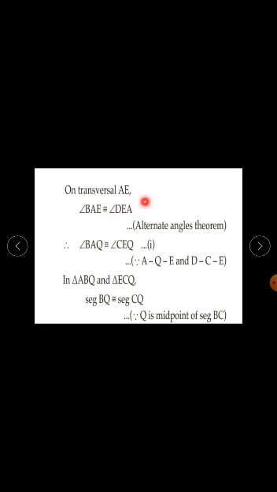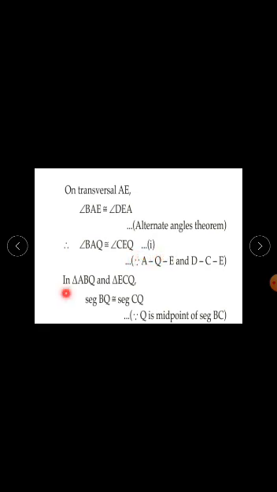So on transversal AE, angle BAE is congruent to angle DEA, alternate angles theorem. But for BAE we can write angle BAQ. So angle BAQ is congruent to angle CEQ, for DEA we can write angle CEQ because A-Q-E and D-C-E. And this is your equation 1. Angle BAQ is congruent to angle CEQ is your equation 1.